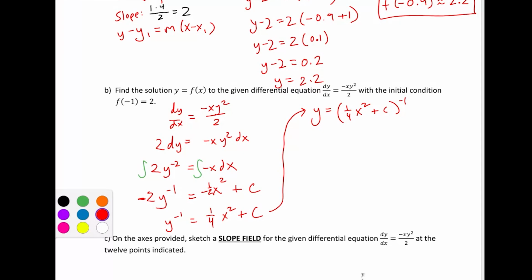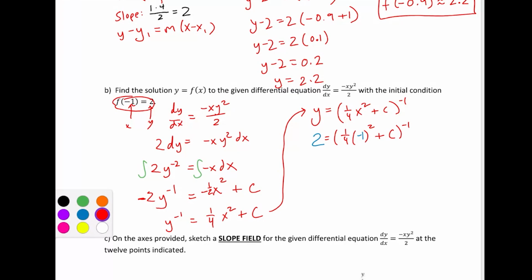So we've got our general solution for y, but we want to find the particular solution where f of x intersects the coordinate -1, 2. So in other words, we've got to find c by plugging in the x and the y found here. So substituting those values in here, 2 for y and -1 for x, we get 2 equals 1/4 times -1 squared plus c, to the -1.